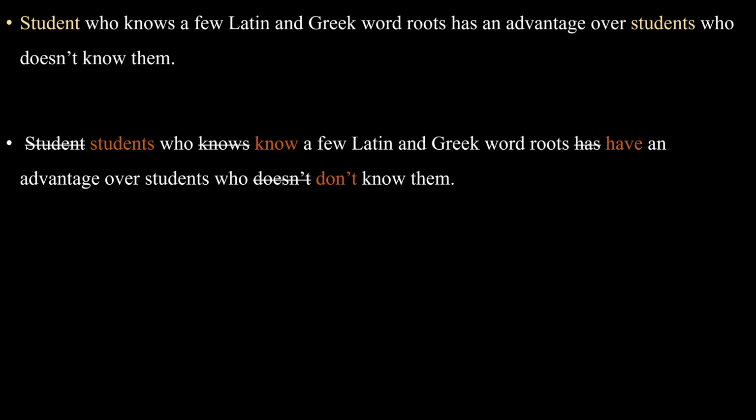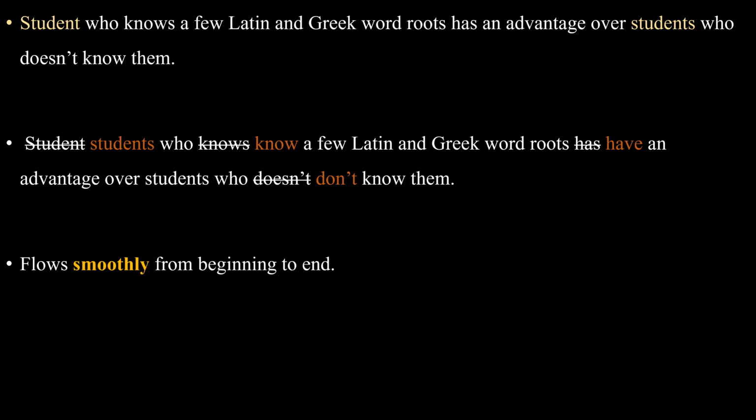If we want to fix the author's sentence, we might change it like this: "Students who know a few Latin and Greek word roots have an advantage over students who don't know them." So, students over students. There is a consistency. This sentence is coherent.